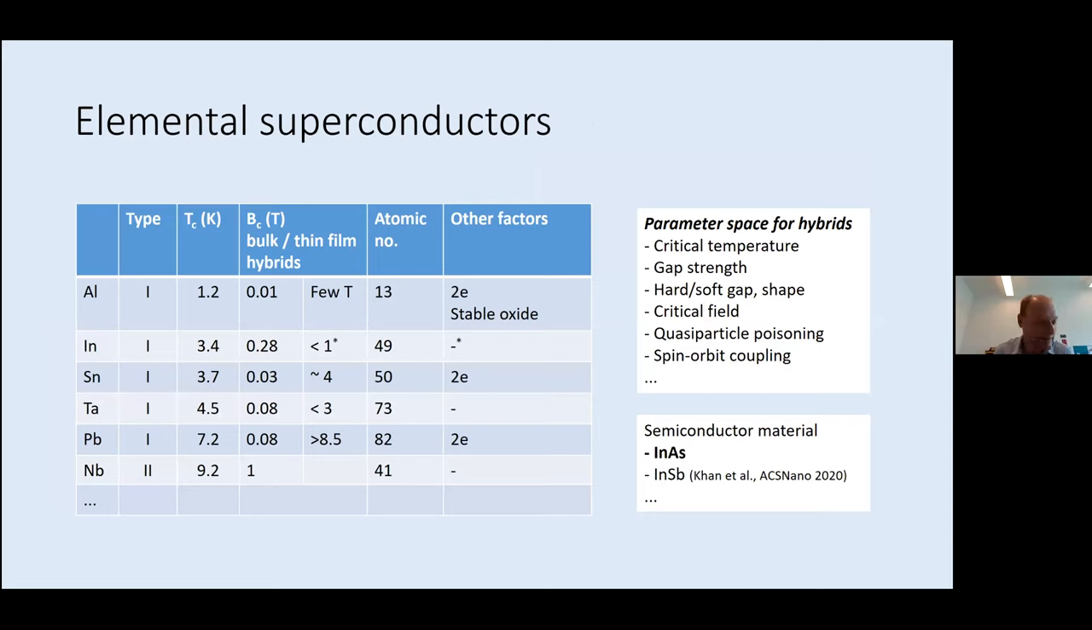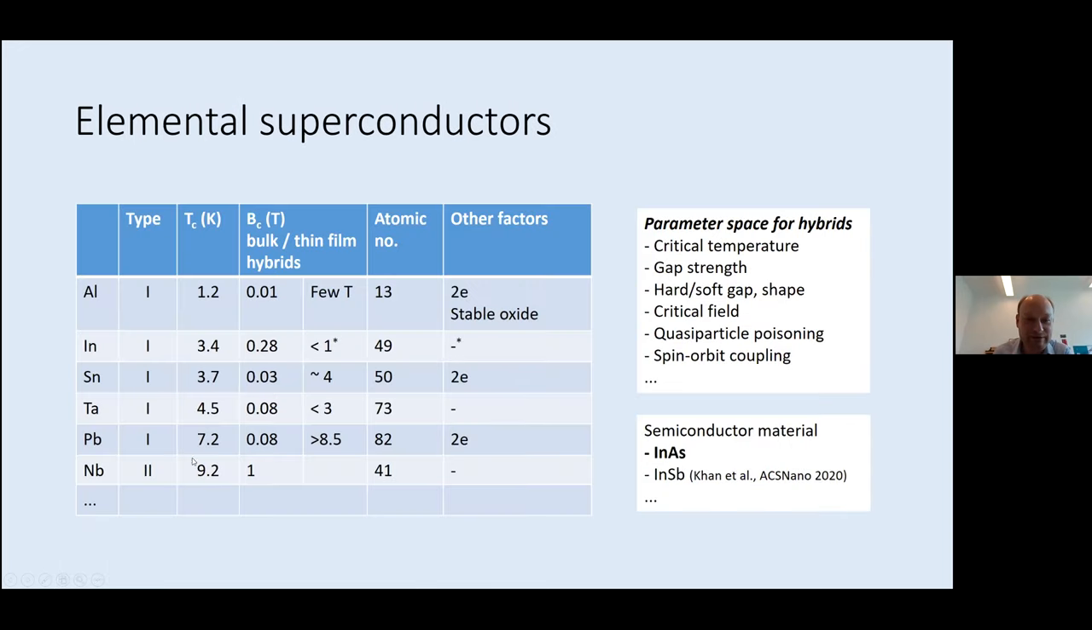All right, so I also made a small table here with some different superconductors, not all of them, it's not fully complete, but one of the considerations we were thinking about is the parameter space for these hybrids. To the right side here, I just put up some of the considerations you can think about: critical temperature, gap strength, whether it's hard or soft, and so on, critical field. And if you look at the different types of superconductors, there's one that has not been studied so much. Peter showed a little bit about it. It's lead.